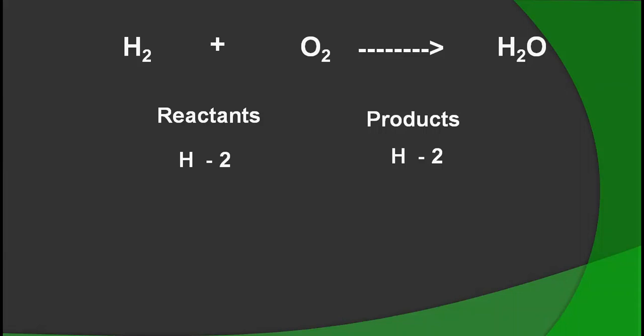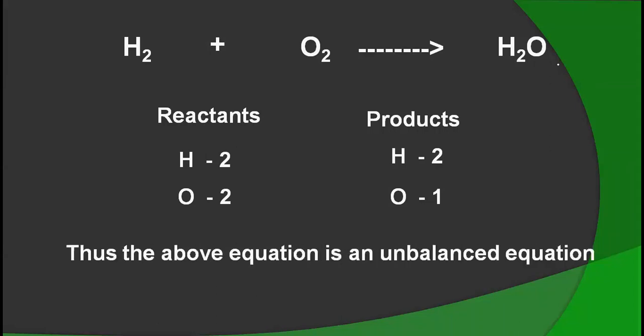And what about oxygen atoms? There are 2 oxygen atoms on the reactant side, but there is only 1 oxygen atom in the product side. Hence, this equation is an unbalanced or skeleton equation because the number of oxygen atoms is unequal on either side.